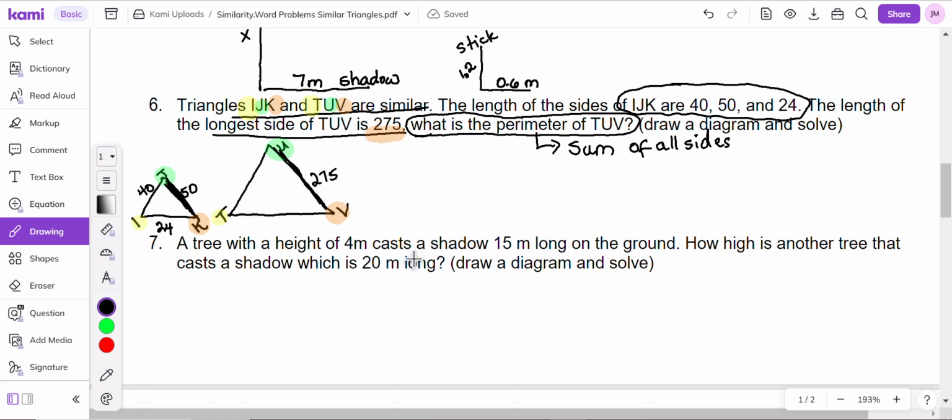Whoa, whoa, whoa. They want the perimeter of TUV, and what do I need from TUV? Well, how many sides do we have? You have to find each side separately. So let's start with this one. And this is how I need you thinking on the test. Are we clear? You need a game plan.